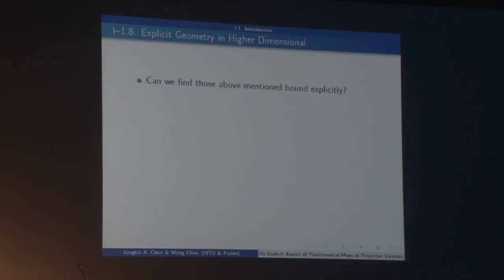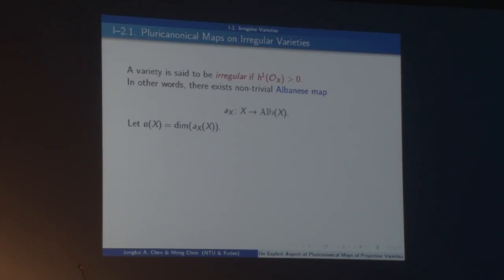Turning to the more explicit aspect, we can ask: can we find those mentioned bounds explicitly? Or at least in dimension three? Or maybe in some special category of varieties. So let me start with a special category. The category I want to talk about is the irregular varieties. By irregular, we mean that the irregularity is positive.